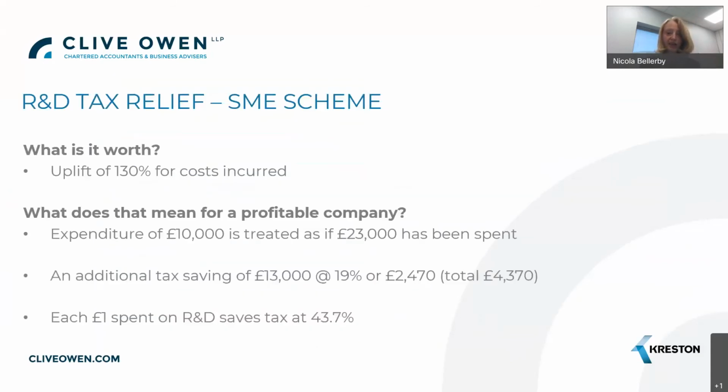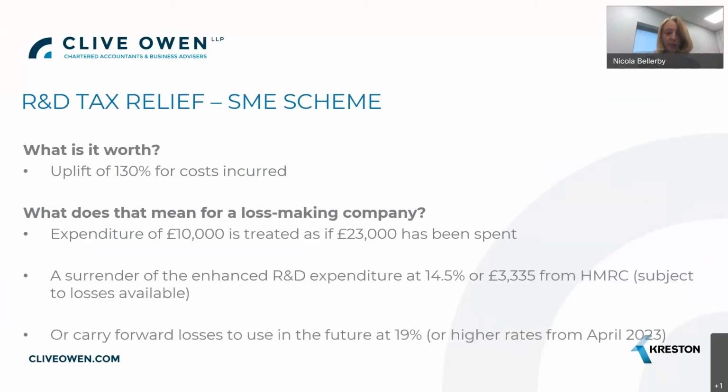So the SME scheme, like I said, is the most popular, most claimed scheme. What happens is there's an uplift of 130% of the costs that you incur in R&D. The specific items included in those costs, we'll have a look at in a moment. So for a profitable company, if that company spends £10,000 on R&D, it's treated as if it's actually spent £23,000. So each pound that's spent on R&D saves tax at 43.7%, so much higher than the usual 19% corporation tax saving.